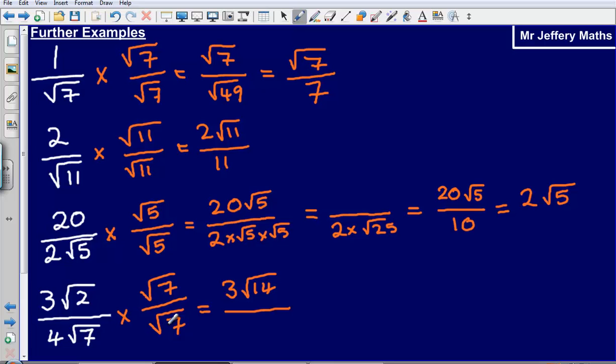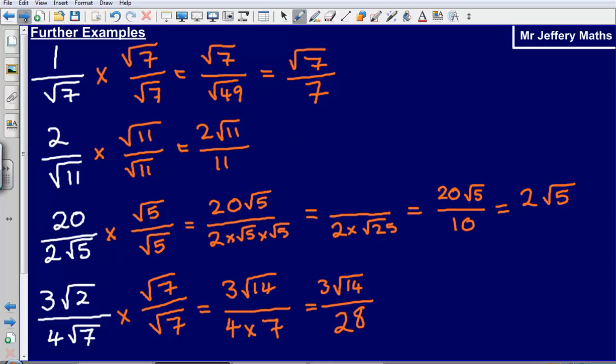That gives me root 49. Well, that's the same as 7. So I've got 4 multiplied by root 7 times by root 7, which is 7. And so now what I end up with is 3 root 14 over 4 times 7, 28. And that would be my final answer.